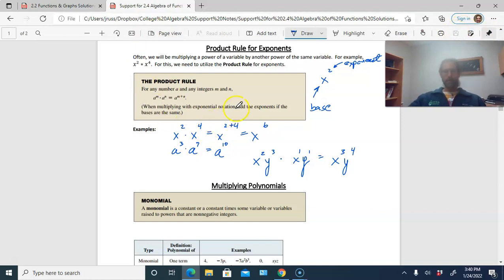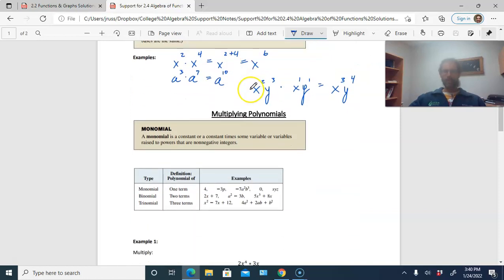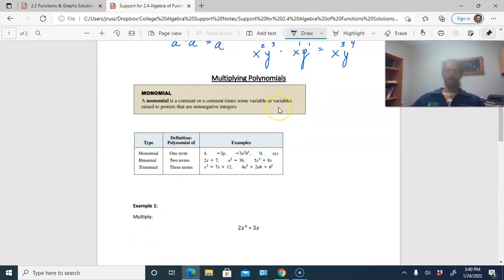Alright, so now let's continue. Let's look at multiplying something called a polynomial. If you look at the word polynomial, I'm going to write it.